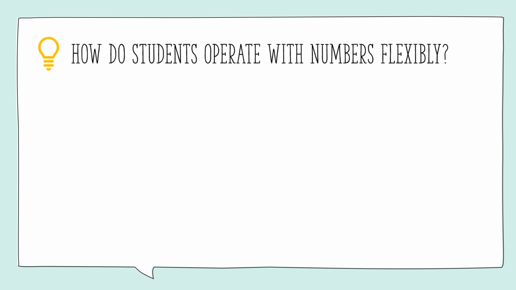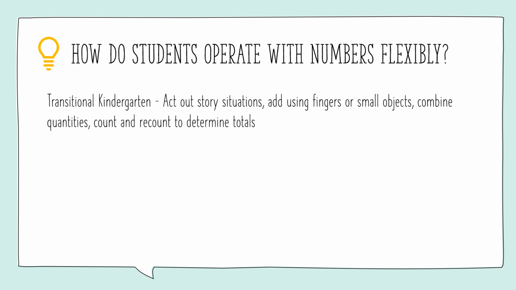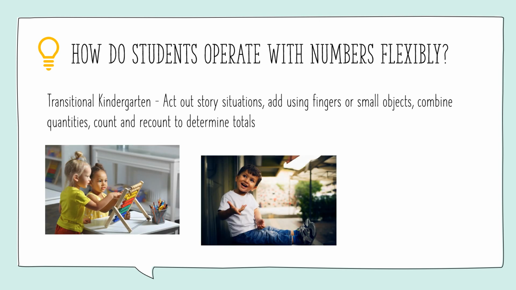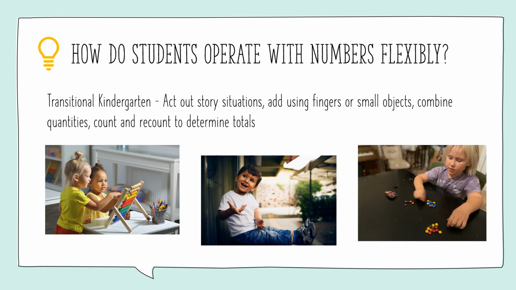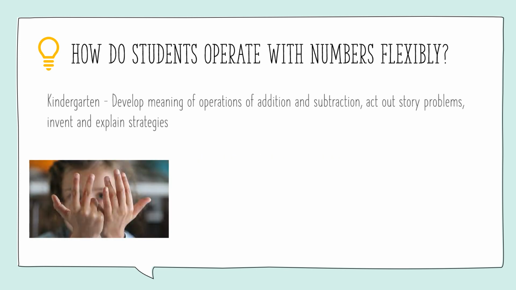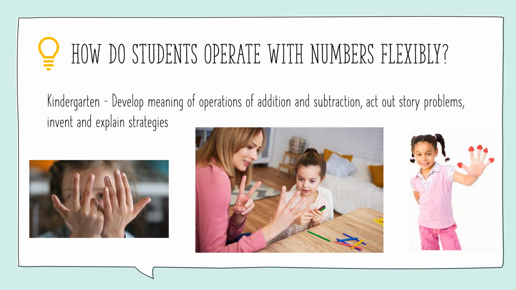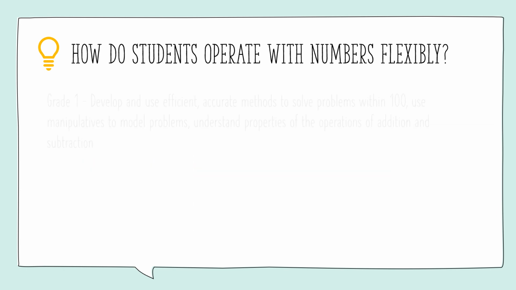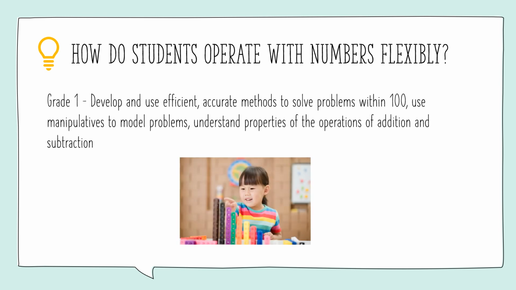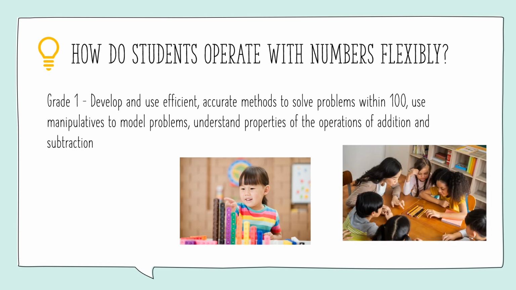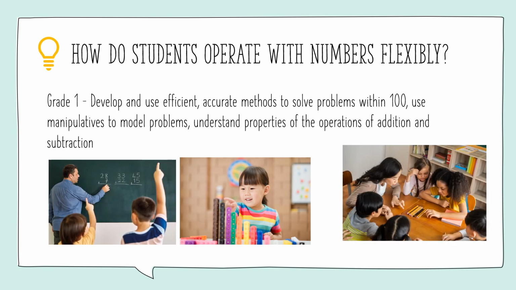Students in grades TK through 2 operate with numbers flexibly. In transitional kindergarten, students act out story situations, add using fingers or small objects, combine quantities, count and recount to determine totals. Kindergartners develop meaning of operations of addition and subtraction, act out story problems, invent and explain strategies. Grade 1 students develop and use efficient, accurate methods to solve problems within 100, use manipulatives to model problems, understand properties of the operations of addition and subtraction.